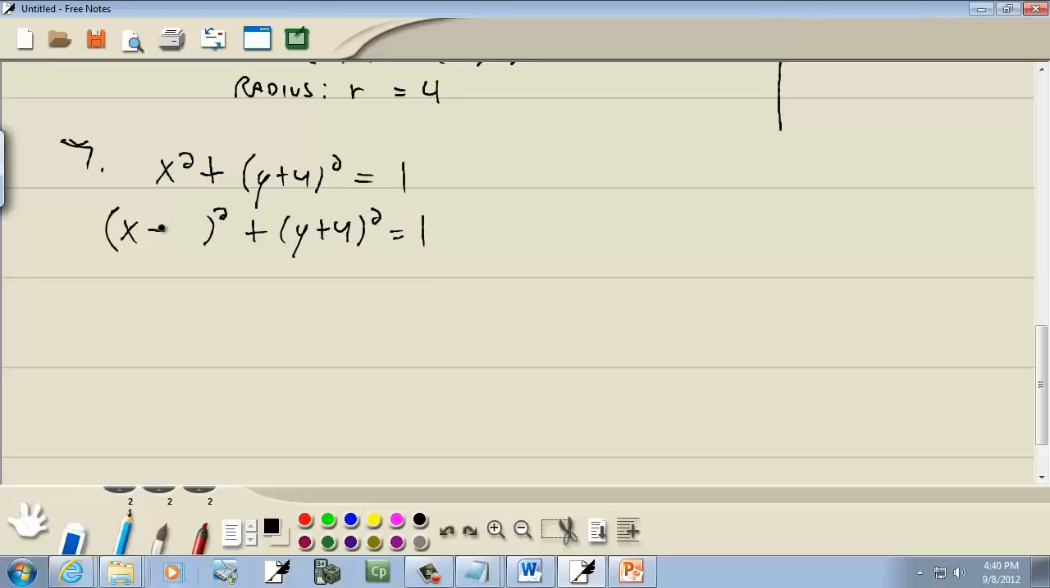And 1. Well, you have to think, what number can I put in here such that I don't change its original value? And that'd be 0. Because x minus 0 is x, and x to the second power is x squared. So we haven't changed it. It looks a little bit different. We just haven't changed its original value.